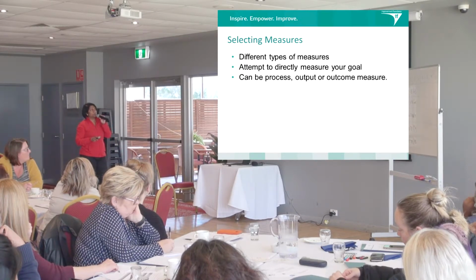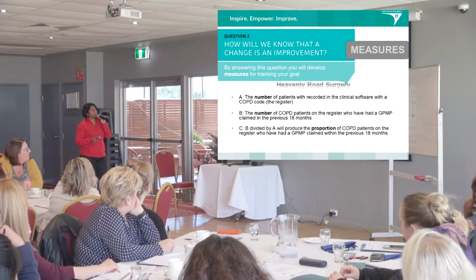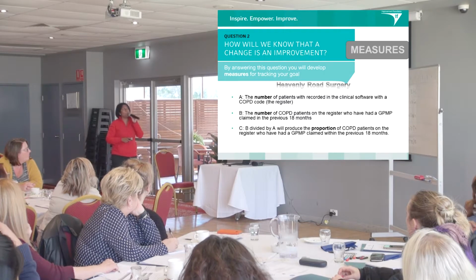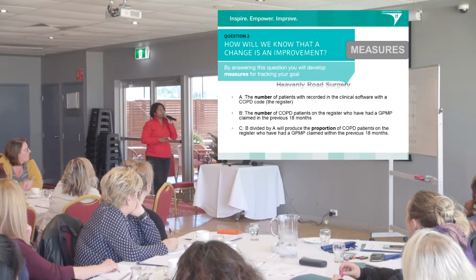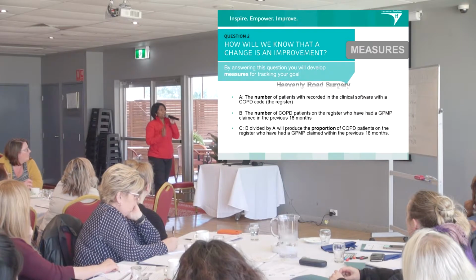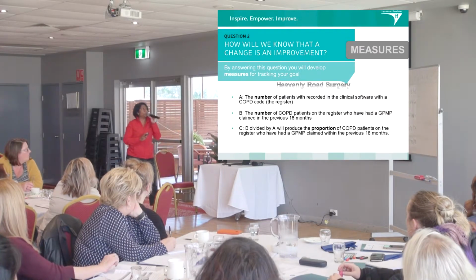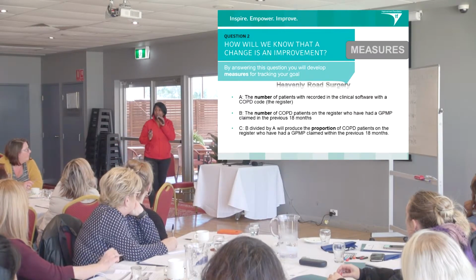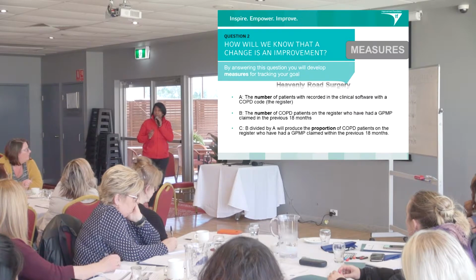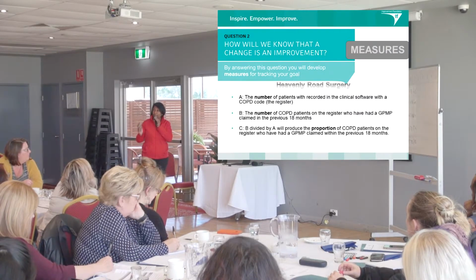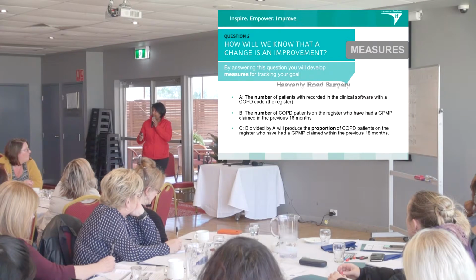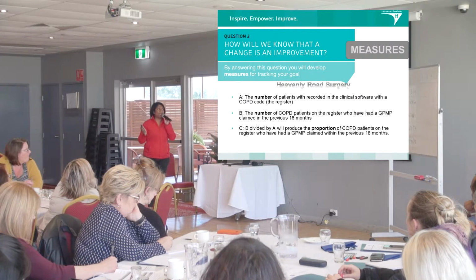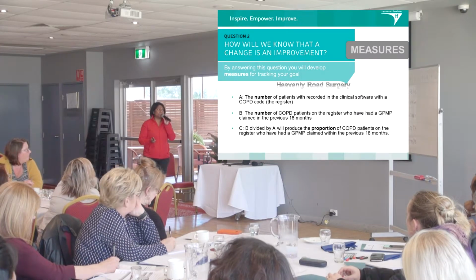Will we look at a process, an outcome, or an output measure? And these are the measures they actually came up with. So the number of patients recorded in the clinical software with a COPD code, which is your register. So I guess what they want to do here is make sure that they actually got the coding right first. They want to make sure that they've actually got a good representation of the patients who have a diagnosis of COPD. And then they want to look at the number of COPD patients with the register who have had a GPMP claimed in the previous 18 months.